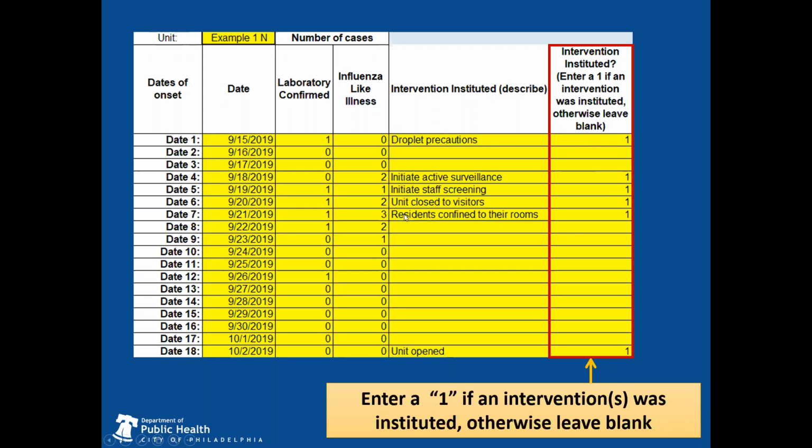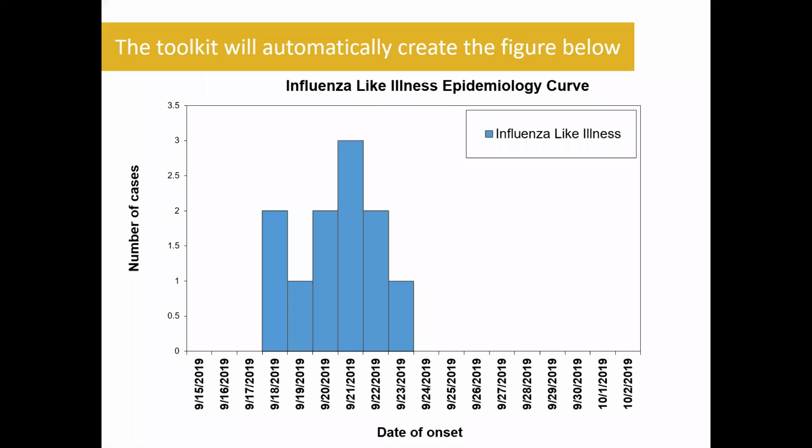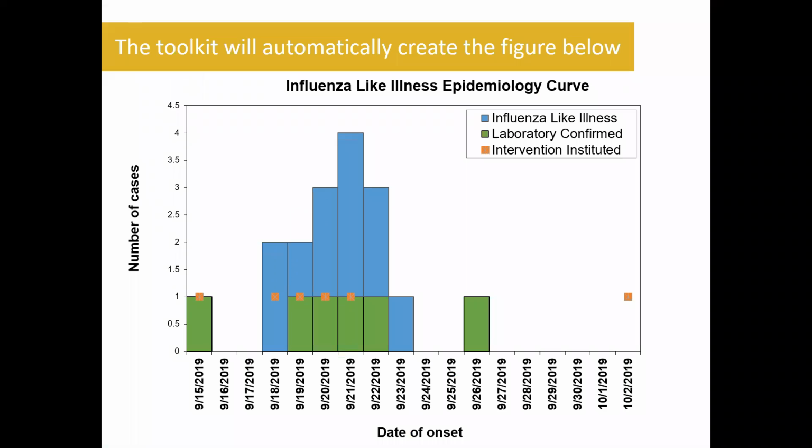Even if you started multiple interventions in one day, like let's say 3 of these happened all on day 3 or 4, you would still just put a 1. And I'll go over why that is in a second. So the toolkit is going to automatically create the figure below. You'll have the number of influenza-like illness cases, and then also the number of laboratory confirmed, and then that little orange box that Susie discussed, which is intervention instituted.